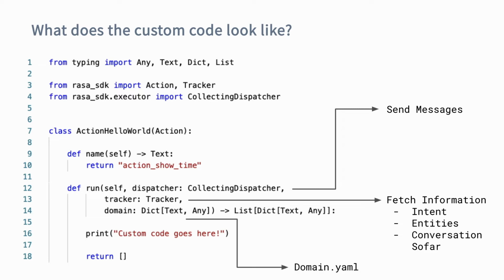Lastly, the custom action will also have access to the data defined in the domain.yaml file. It's less common to write custom actions that heavily rely on this information, but it's good to know that this information is available to you.